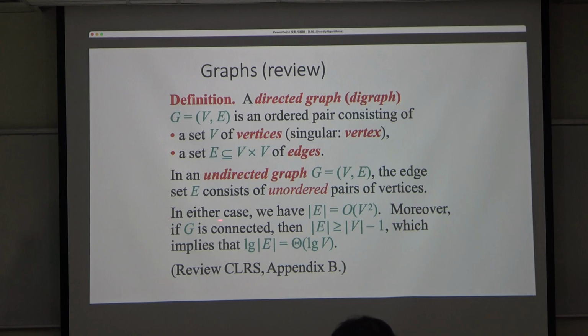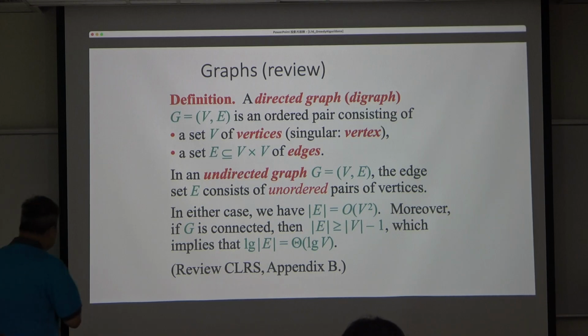Also, if G is connected, then the size of E must be greater than or equal to the size of V minus 1. If G is connected and the number of edges is the size of V minus 1, then you are talking about a tree, right? I think the data structures course must have covered that.